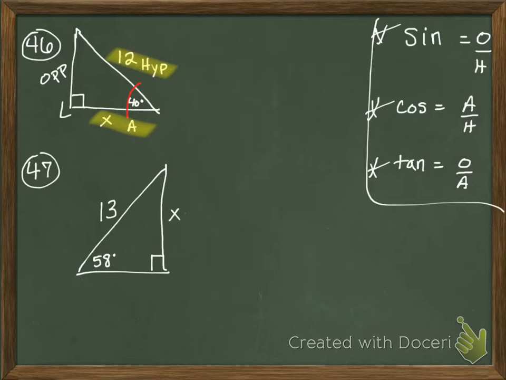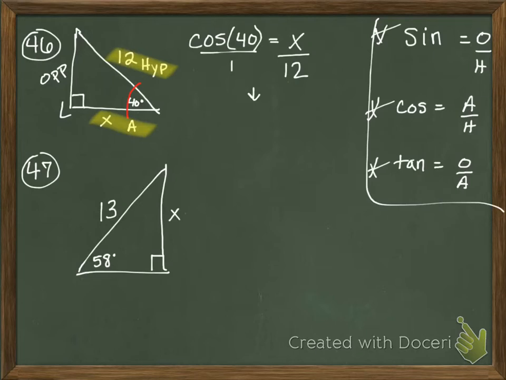So I have H and I have A. So which one of my trig ratios deals with H and A? All right, and I look and it is cosine. So I'm going to take the cosine of my angle, 40 degrees, equals A over H, which is X over 12. Okay, so I'm going to take the cosine of 40, put that in my calculator.